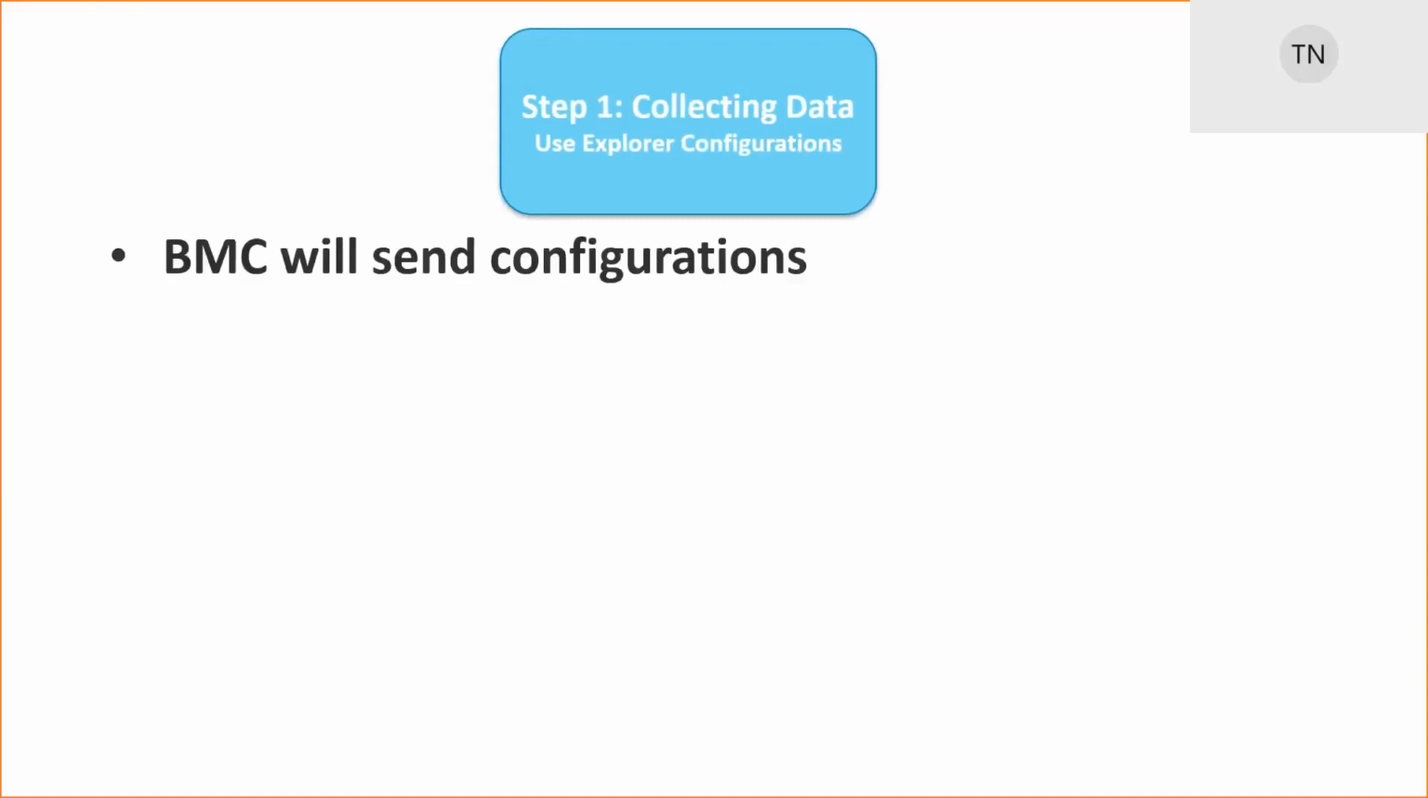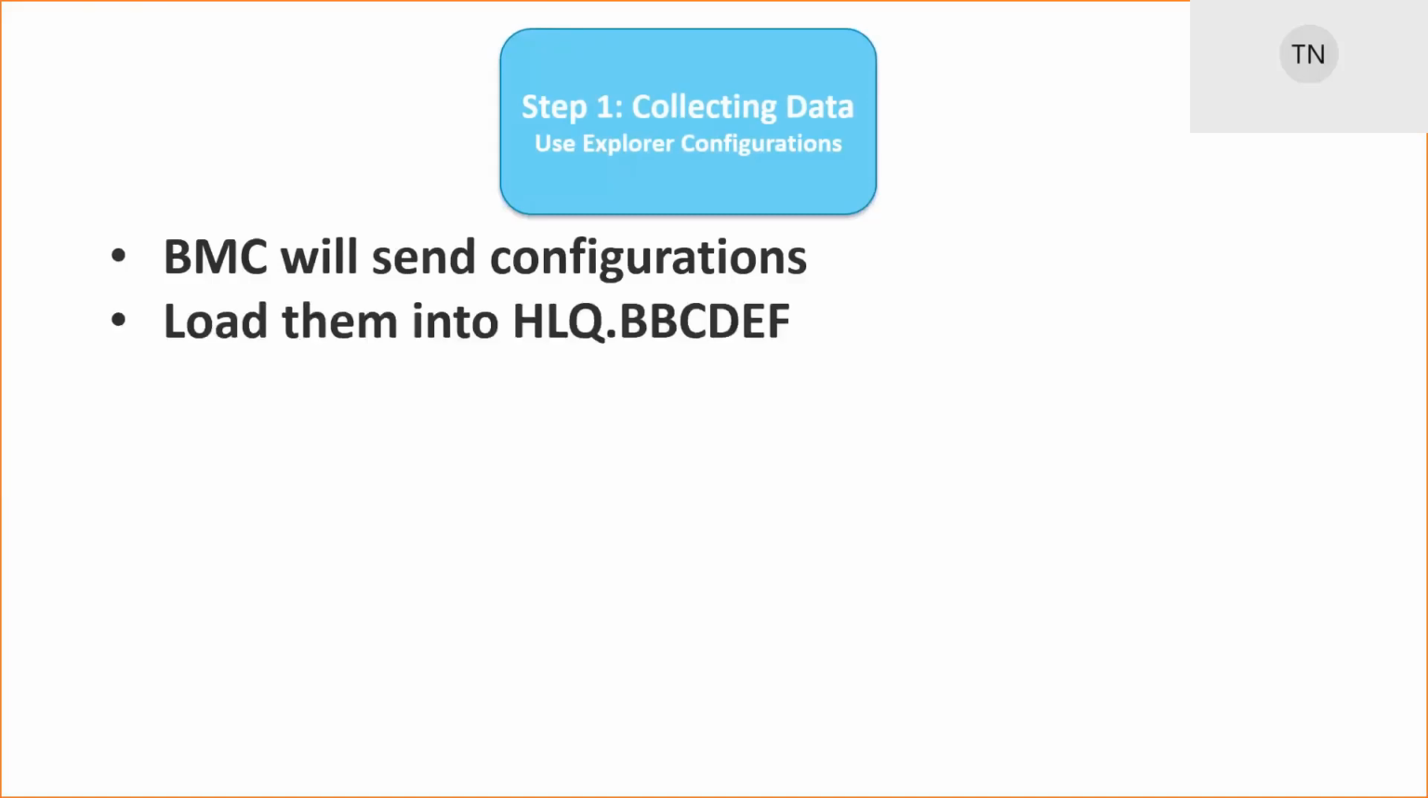Okay, specific steps to collect the data for AIR analysis. So your BMC SE, like me, or a TAM, will send you configurations to be used only to generate data for AIR. So you're going to use these just for a moment. You're going to load them into your BBC def on the mainframe, and then open each of these configurations in the Explorer. And the number of configurations will depend on the number of AMIOPS or MainView products that you have.